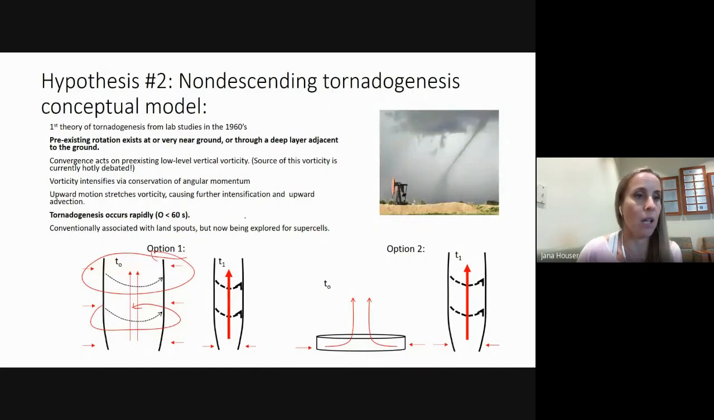And conventionally, we have associated this process with non-supercellular tornadoes like landspouts, and basically there's some kind of rotation that's induced maybe by terrain, maybe by some variations in land cover or surface heating or something like that. And then we have a storm that moves over that. The updraft basically sucks up the rotation, and then causes the tornado to form.